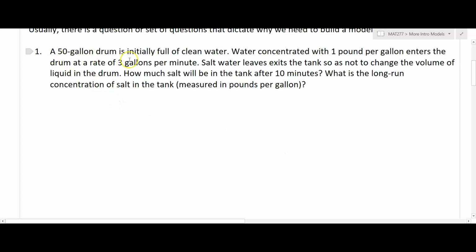A 50-gallon drum is initially full of clean water. Water concentrated with 1 pound per gallon enters the drum at a rate of 3 gallons per minute. Salt water leaves or exits the tank so as not to change the volume of liquid in the drum. How much salt will be in the tank after 10 minutes? What is the long-run concentration of salt in the tank?